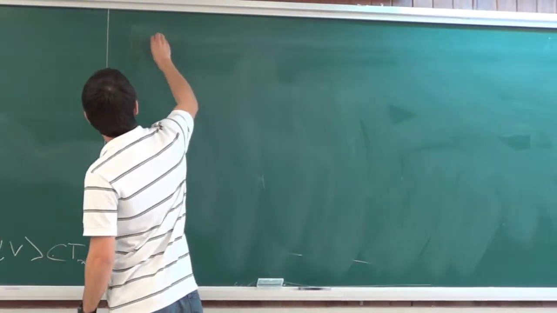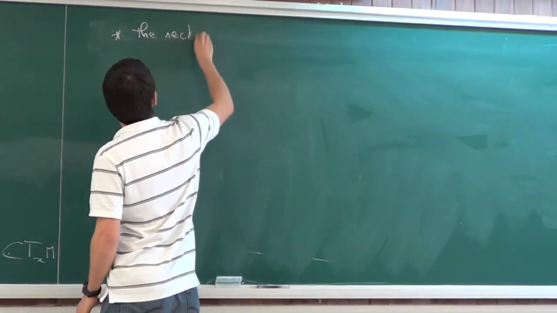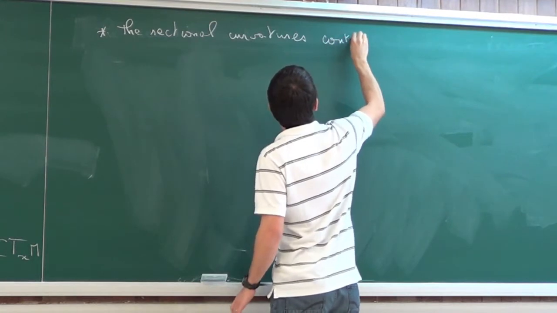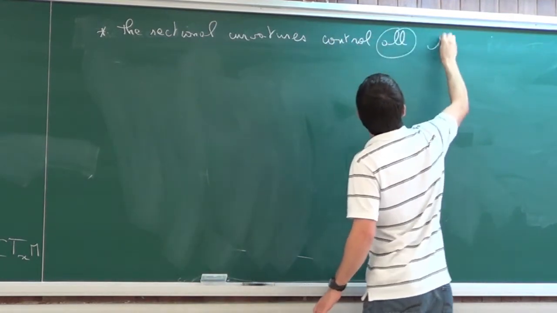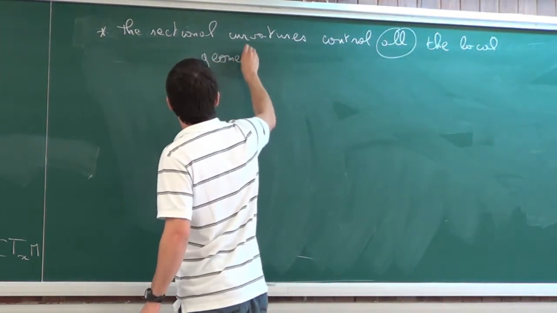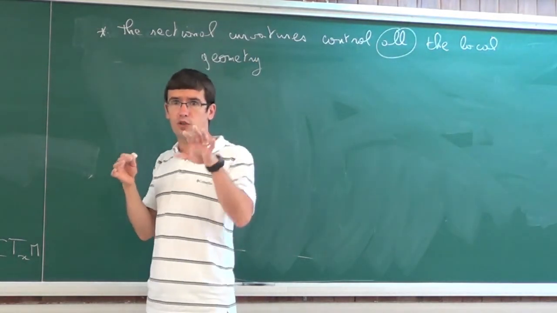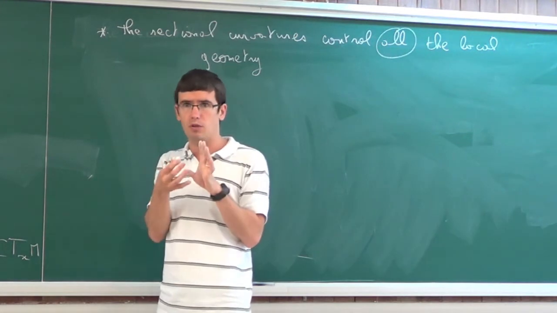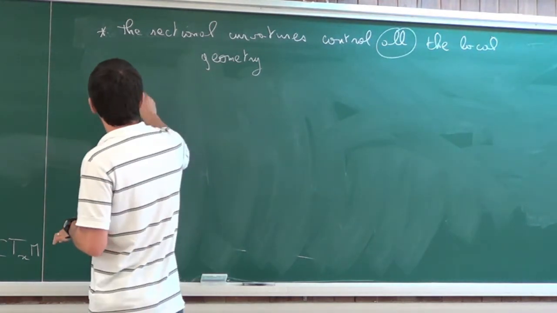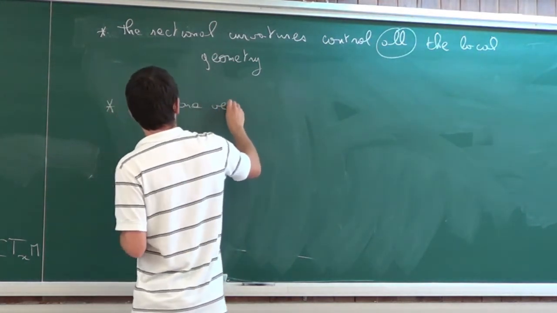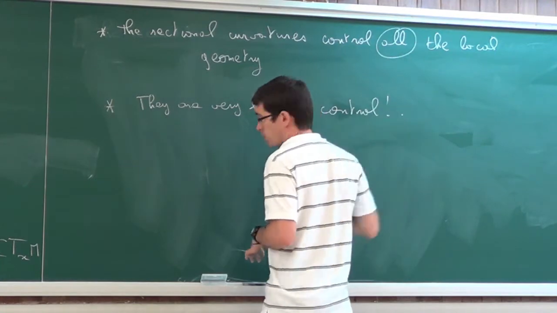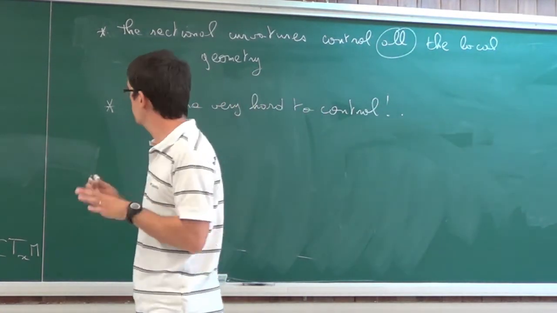So the good point is that the sectional curvature controls all we will call geometry. Basically, if you know all the sectional curvatures in all directions, you know all you can know on your manifold locally. And the bad point is that in general they are very hard to handle. There are so many directions that you cannot control every one.